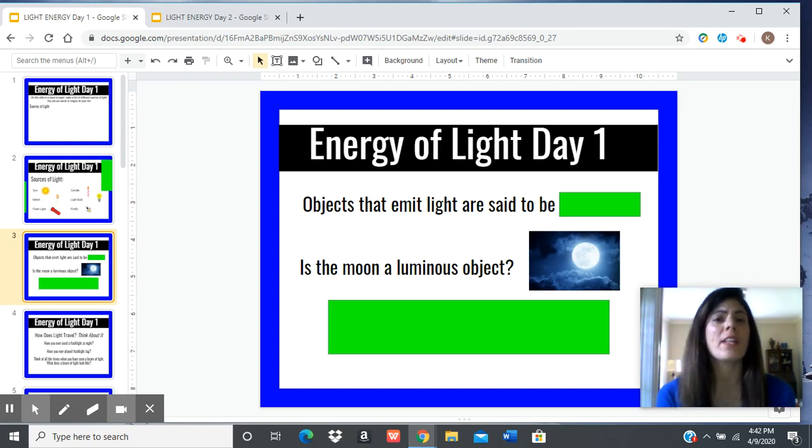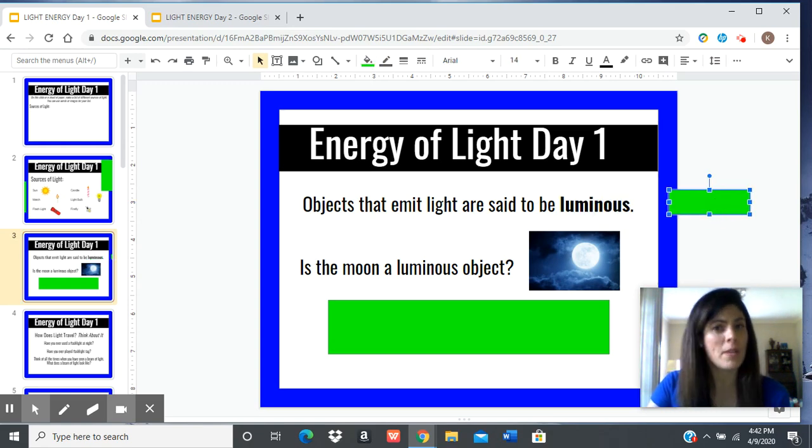Now I want you to fill in the blank with a word. The sentence is, objects that emit light are said to be blank. Take a minute, pause the video, and think about this. If you said objects that emit light are said to be luminous, you were correct.